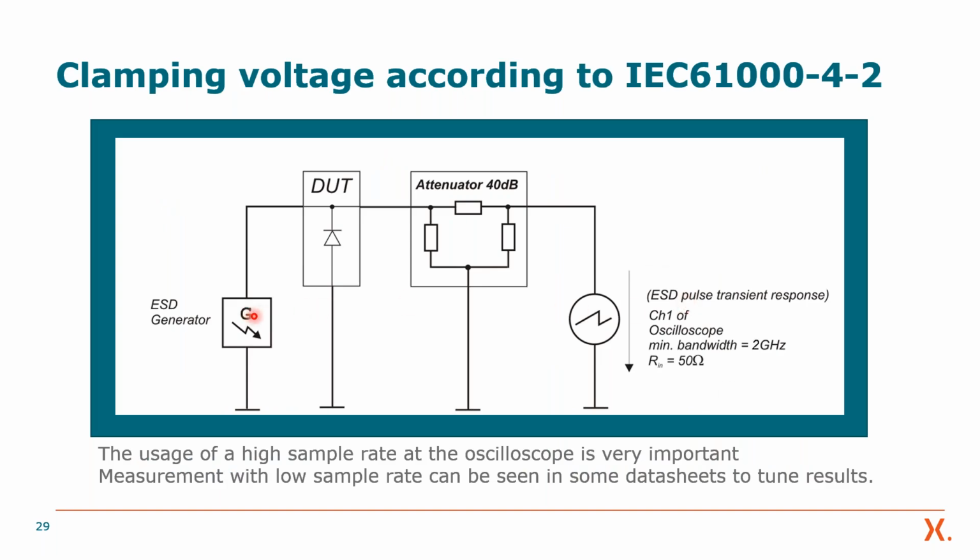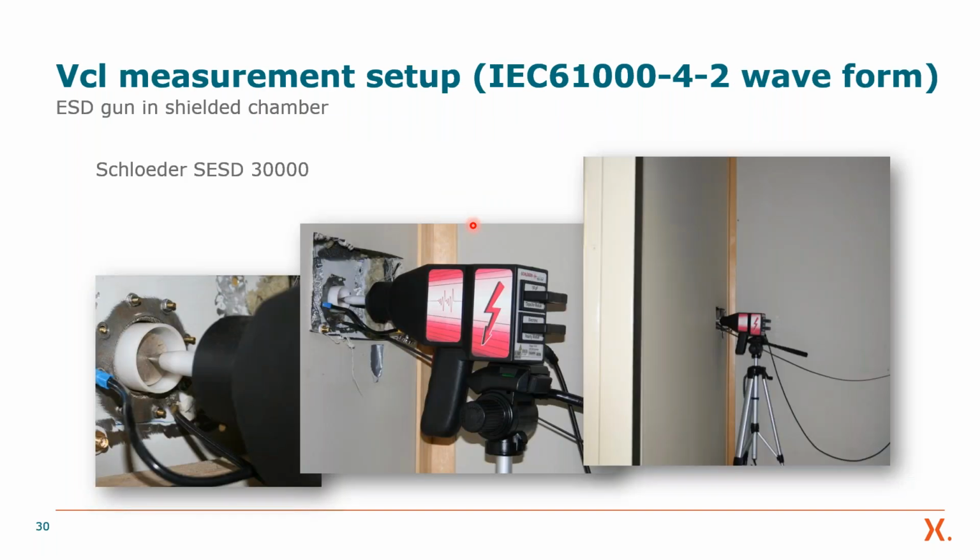And the procedure to derive this value or this graph is the following. You have your ESD generator, which is the ESD gun, the device under test, an attenuation network because you don't want to destroy your scope, and a scope to measure the voltage at the device under test. This looks very simple, but in practice it's actually a bit tricky.